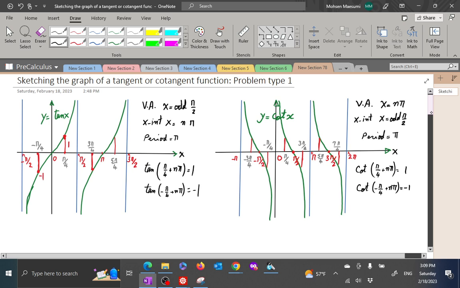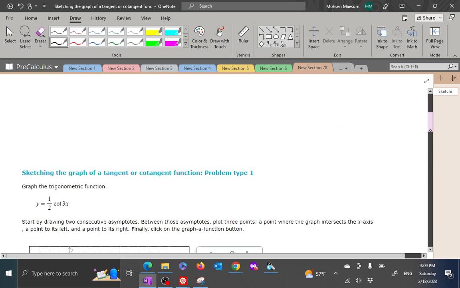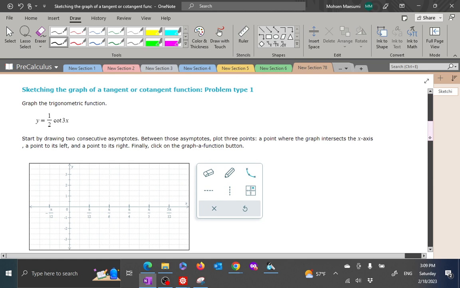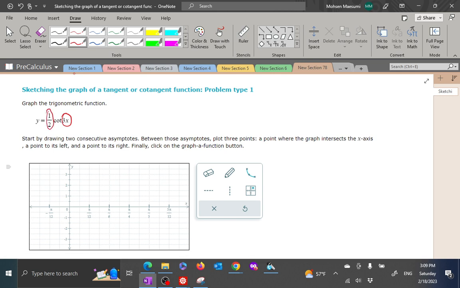And we go ahead and look at problems type 1, which simply means what? We are going to multiply. So what is happening here, instead of just being an x, it's a multiple of x, and instead of just having 1, we have some multiple here.